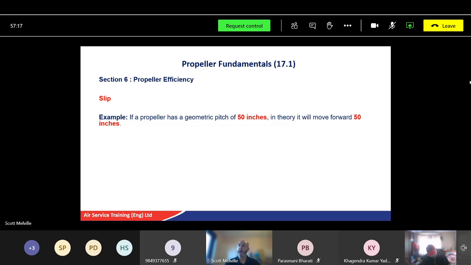So there we go. If a propeller has a geometric pitch of 50 inches, in theory, it should move forward 50 inches. In other words, as the propeller starts, oops, change the pen. Try again.